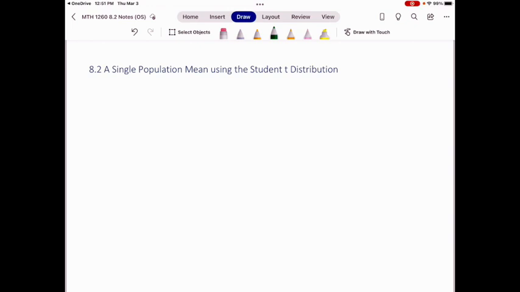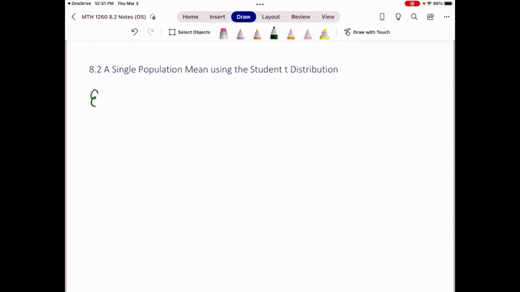In this lesson, we're going to talk about a single population mean using the student t-distribution. So let's first do a quick review and tie it into last lesson. In the previous lesson, we talked about how we can calculate a confidence interval for a single population mean when we know the population standard deviation using the normal distribution, or on the calculator, we could use the z-interval.